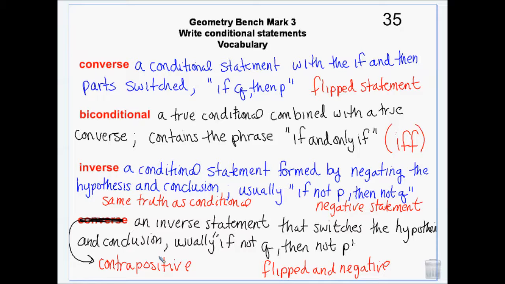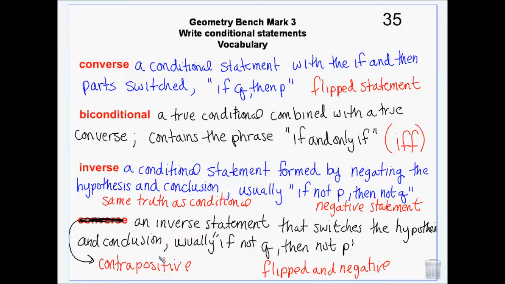So you have the converse, the inverse, and the contrapositive. And what these do is they take a conditional statement and they change it. So a converse switches the order. So when we talked about, if you clean your room, then you'll get allowance, it would then be, if you get allowance, then you cleaned your room. It just changes the order of what comes first and what comes second.